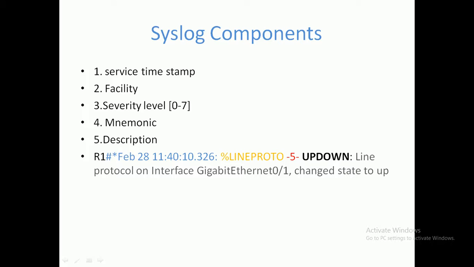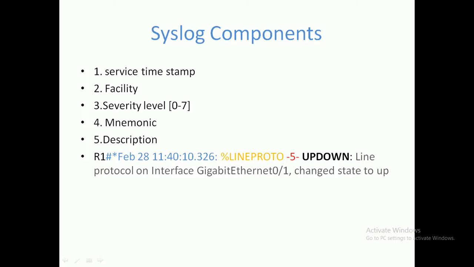The next component is known as mnemonics. That will give you the status of the message, like whether the status is down or up. Those kinds of messages you can see with the help of mnemonics. Finally, the fifth component is known as description. Description will give you the detailed information about the message.